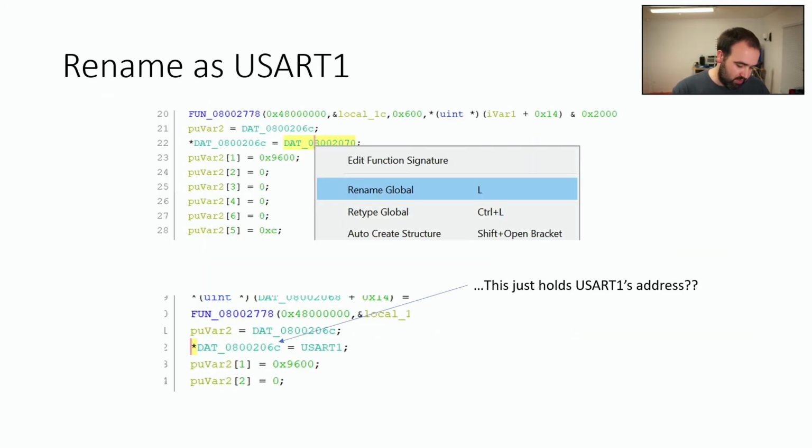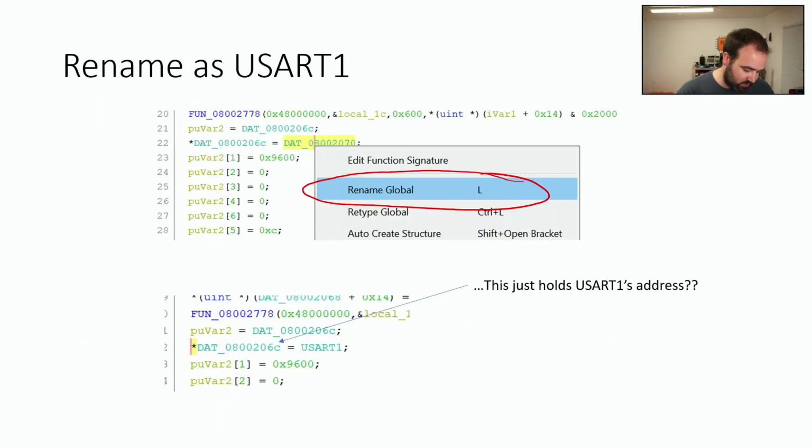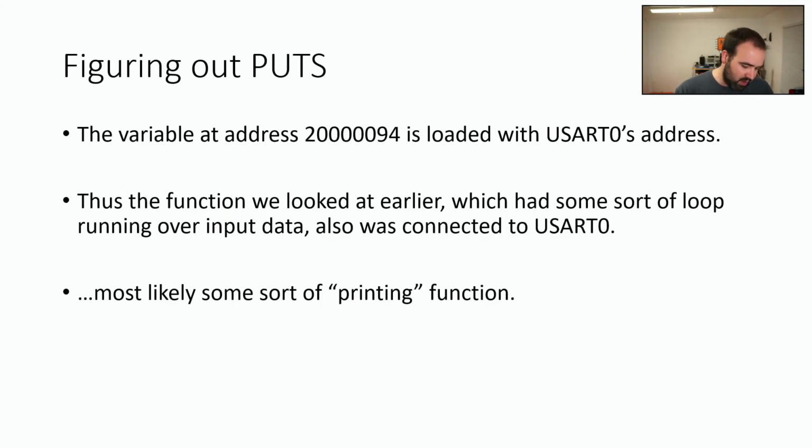So we can rename these labels. Once we know what something is, we can rename the label to give it a lot more sense. And we can say, okay, that's actually UART1, right? So that's what it was there. This just holds the address of UART1, so it just assigns it to this global variable. Anyway, UART1. I lied there.